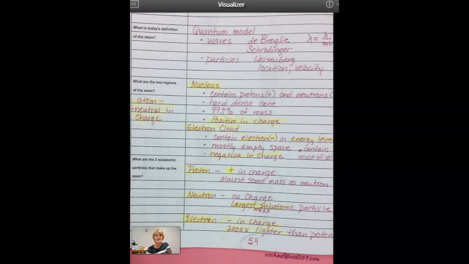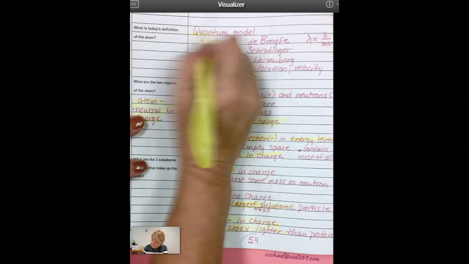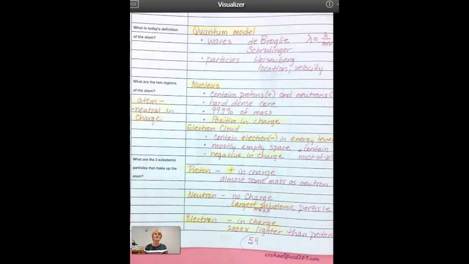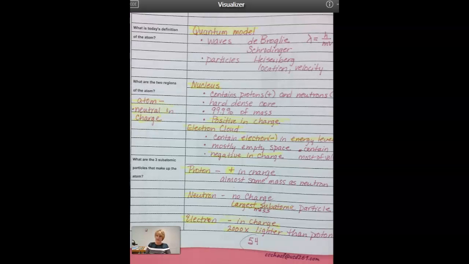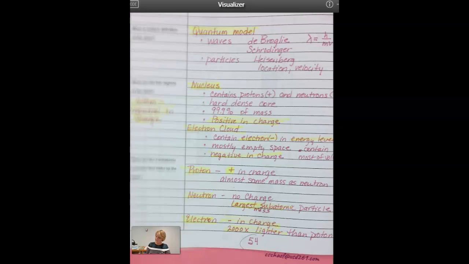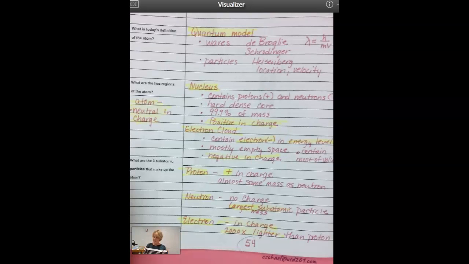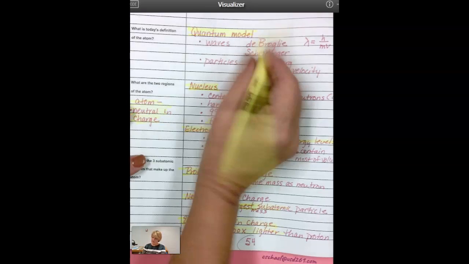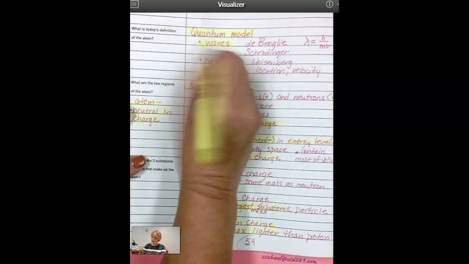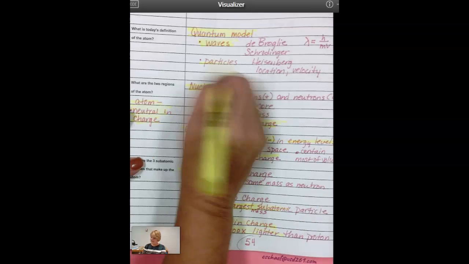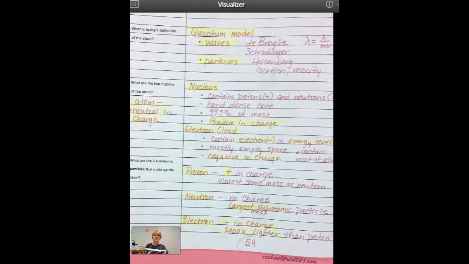Okay, so in this video, we're going to talk about our model that we now use, which is called the quantum model. There were several different people that contributed to the quantum model: Schrodinger, Heisenberg, de Broglie, Einstein, Hahn. There were, like I said, a lot of them. But basically, the part that I want you to remember is that in the quantum model, we now know that the electrons are considered to be acting as waves and/or particles. And according to which one we're looking at is what we're trying to find.